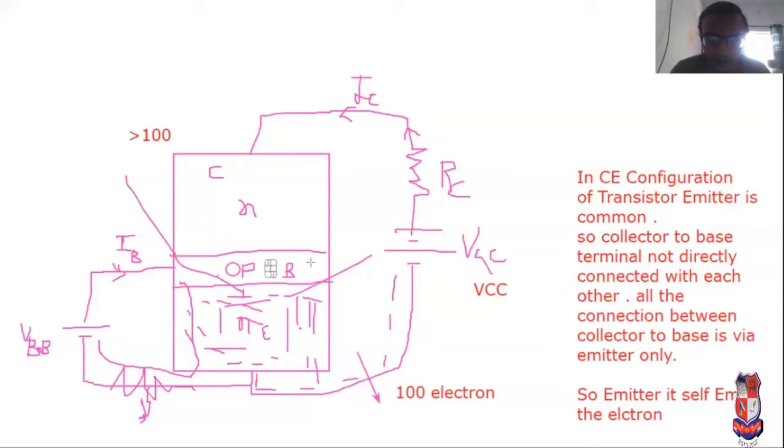2% of the electrons can be combined with holes. See this hole, and the remaining electrons can travel towards the collector. So collector current is larger compared to base current and emitter current. That's why collector current is always large in common emitter configuration.